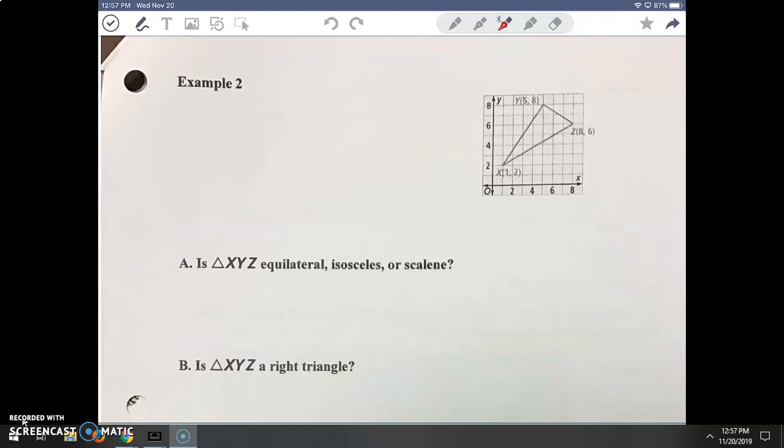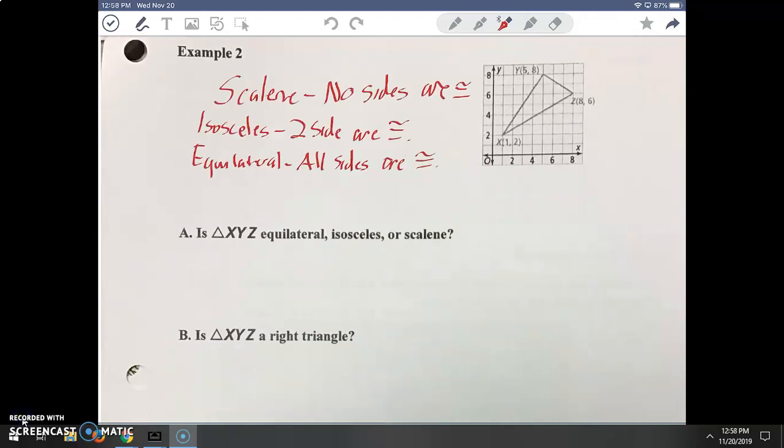All right, so this next example is asking you to try to figure out whether this is scalene, isosceles, or equilateral. Remember, a scalene triangle has no sides congruent. Isosceles, 2 sides are congruent, and an equilateral, all 3 sides are congruent. So to figure out what this is, you have to look at all sides to figure out if it's equilateral, isosceles, or scalene.